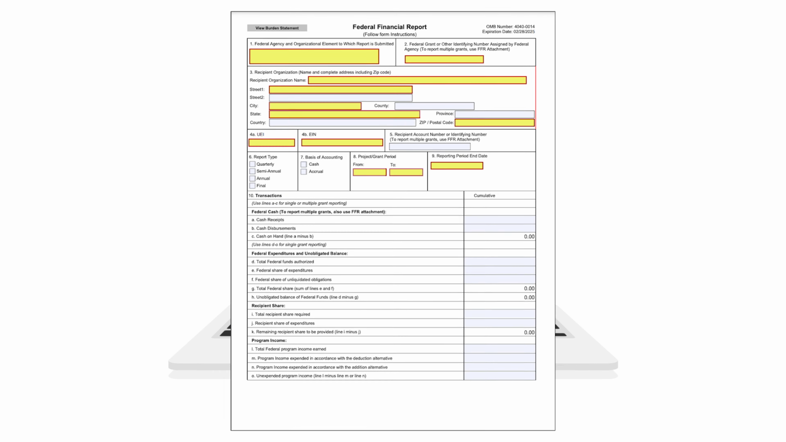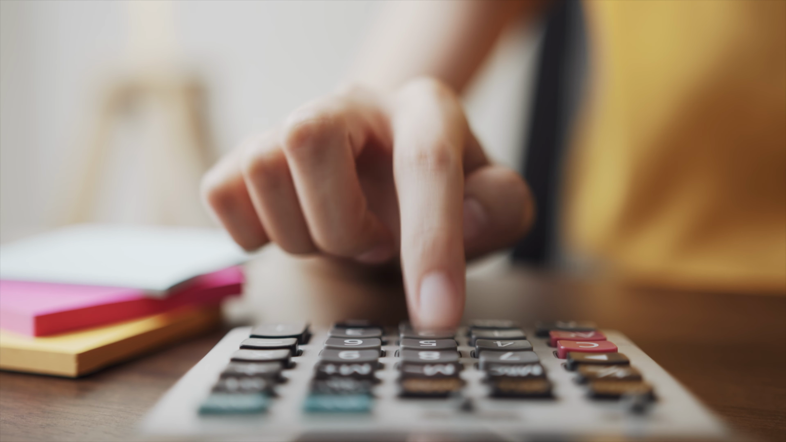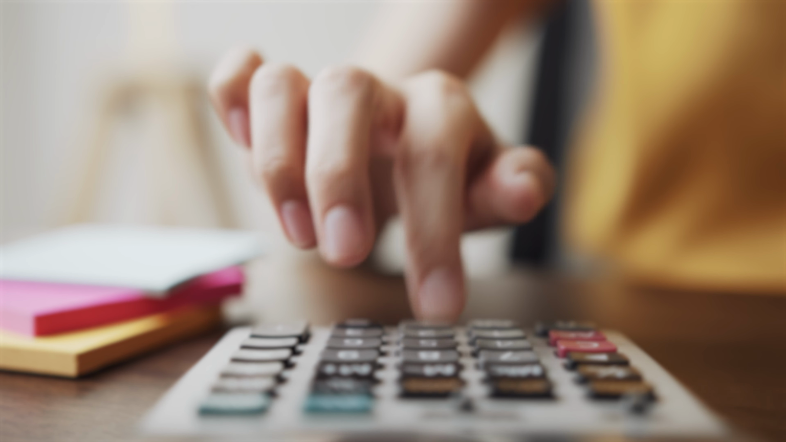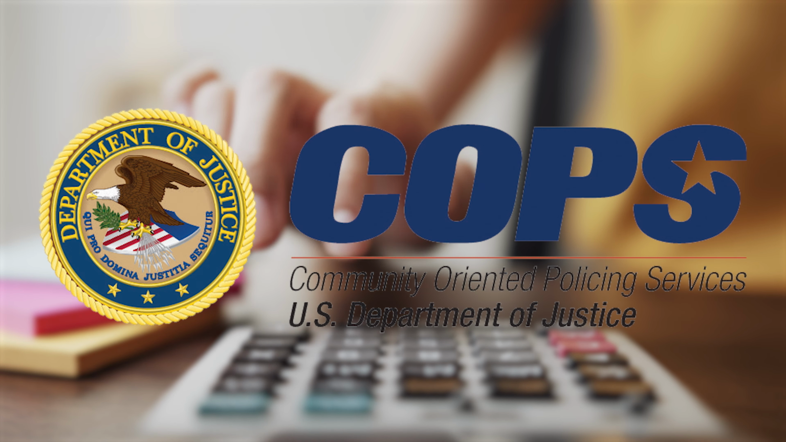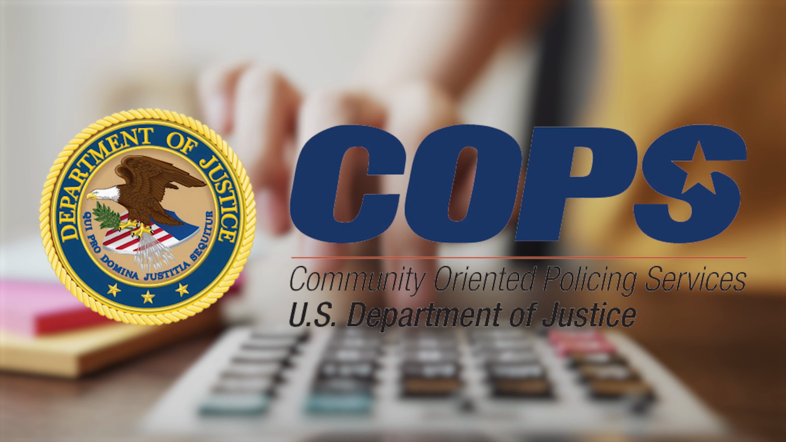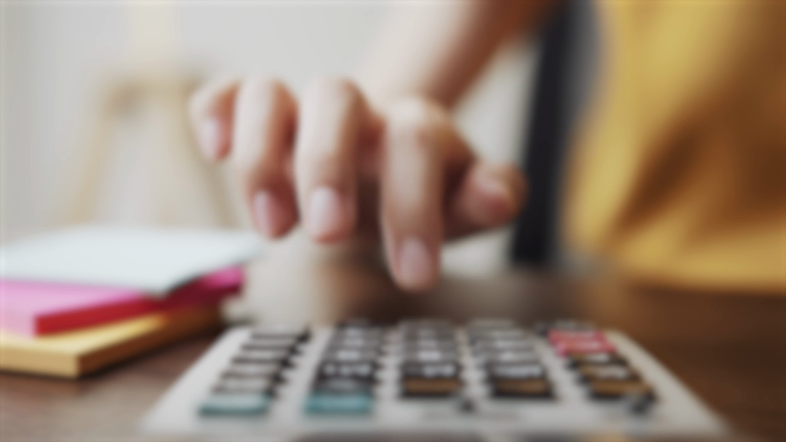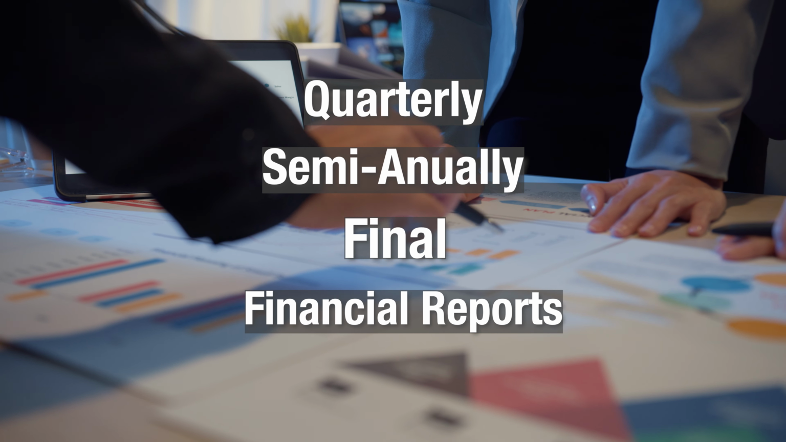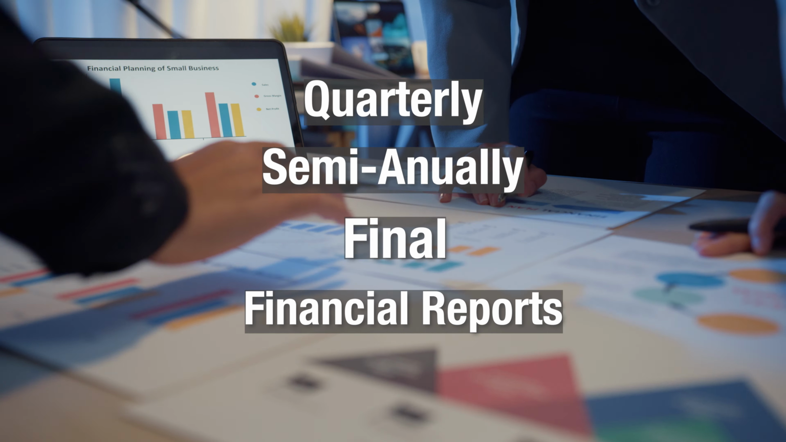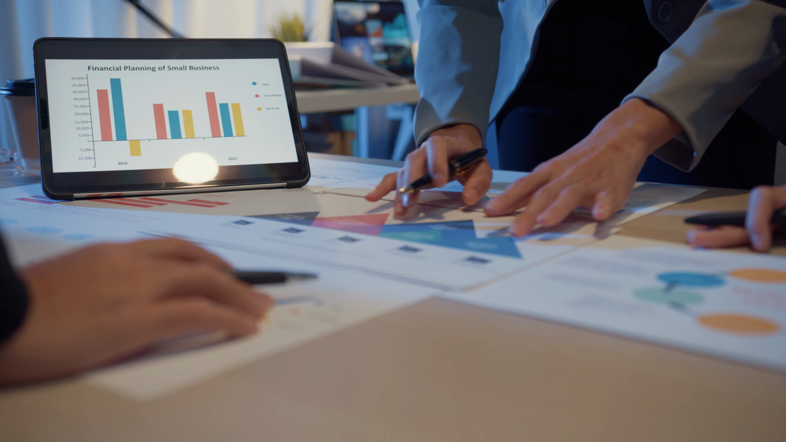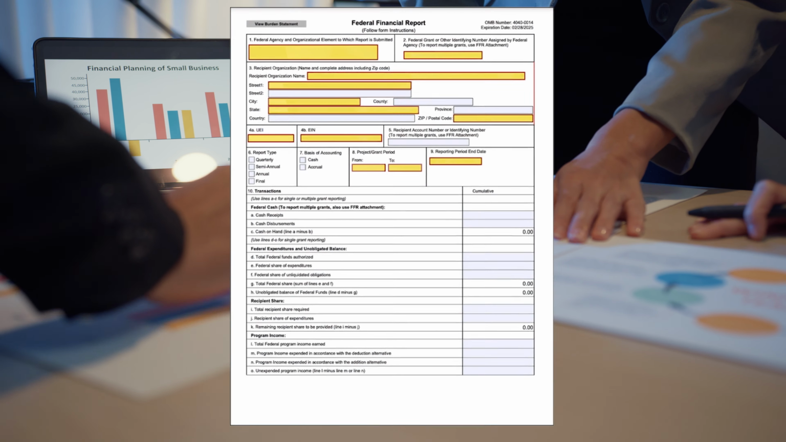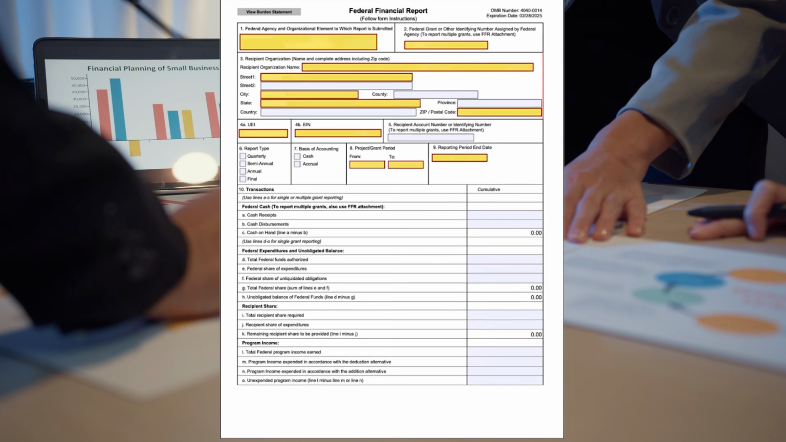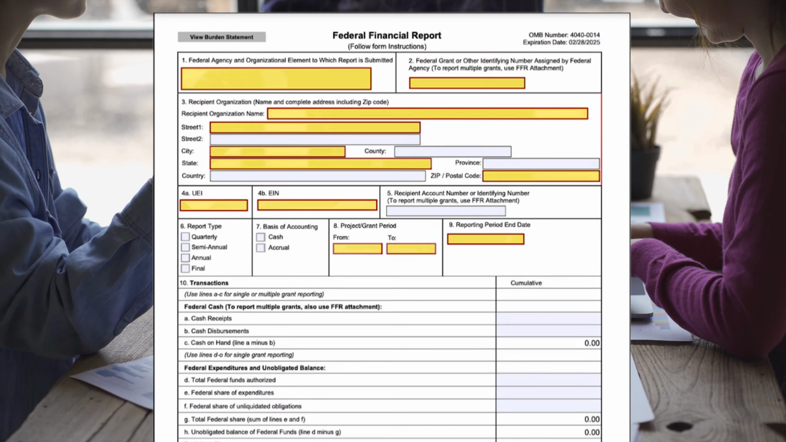The SF-425 form is required for recipients of federal funds, including those under the COPS Office grant programs, to report cumulative financial information. Whether you're submitting quarterly, semi-annual, or final financial reports, understanding SF-425 will streamline your reporting process and help you avoid errors. Let's break down the key components of the SF-425 form, starting with the basics.